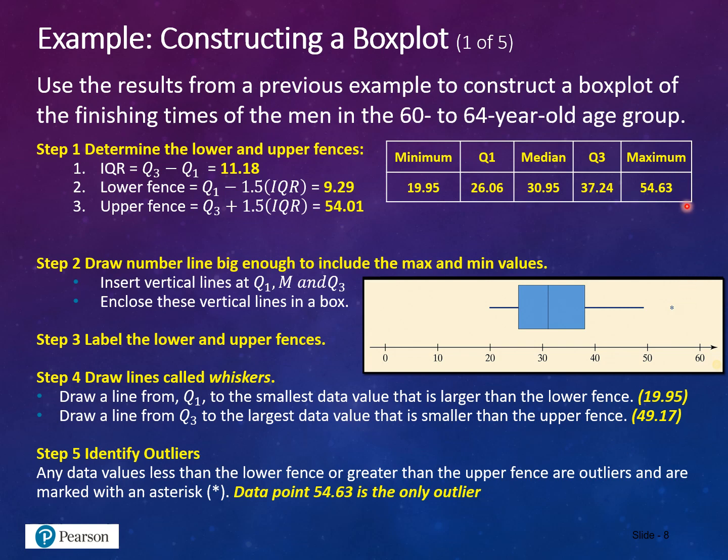And we had one data point that was greater than the upper fence. That was 54.63, which was our maximum value. Okay, and so this is our box plot for the example that we just walked through.